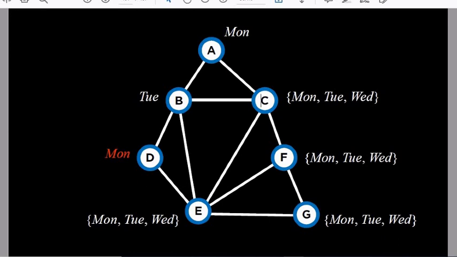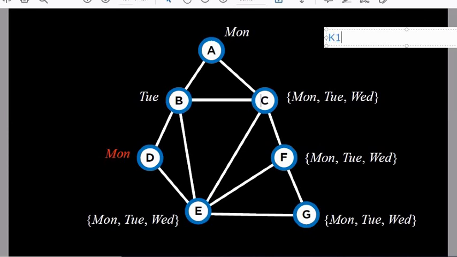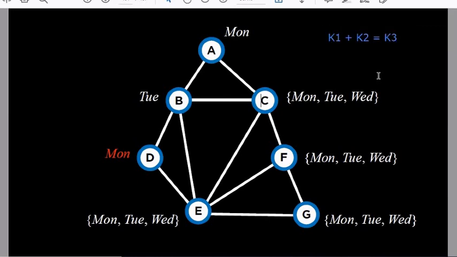Let me write. We have knowledge K1. We have knowledge K2. Based on this existing knowledge, we infer new knowledge, K3. আমরা এই ধরনের একটা ল্যাবও করেছিলাম, and in that lab we inferred who is the murderer.